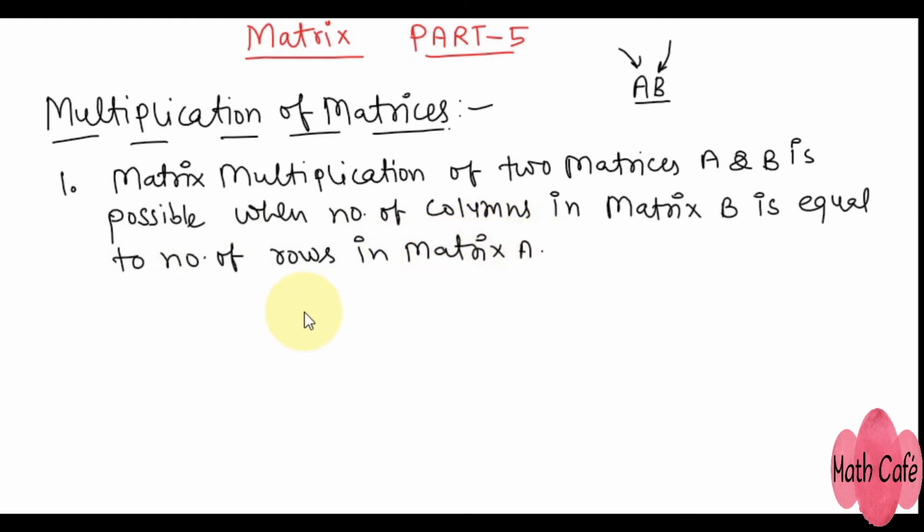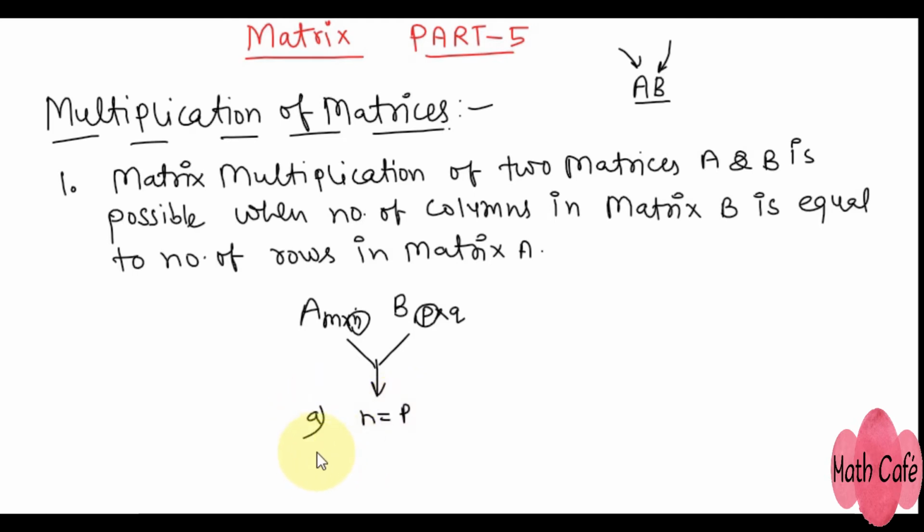If we are multiplying two matrices A and B, then this multiplication is possible when the number of columns in A is equal to the number of rows in matrix B. Let's say matrix A is of order M cross N and matrix B is of order P cross Q. So this multiplication is possible when the number of columns in matrix A equals the number of rows in matrix B. So first of all, N should be equal to P.